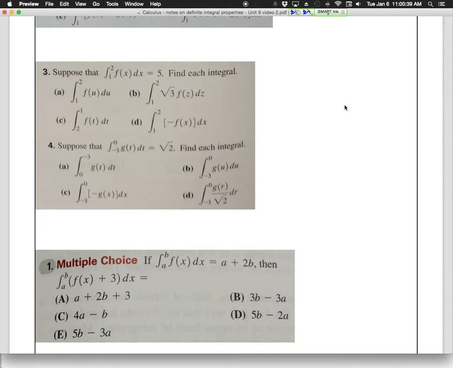Is it just 5? It's just 5. You're switching off, you just change the variable. The only thing they did was change the variable. It doesn't matter if I change the variable, the outcome's going to be the same.